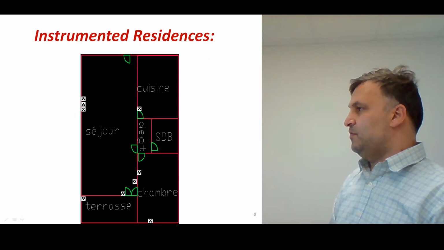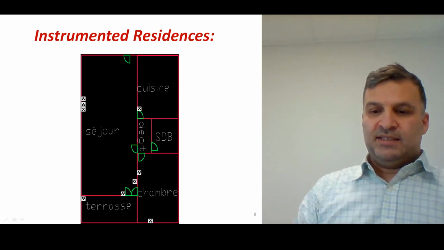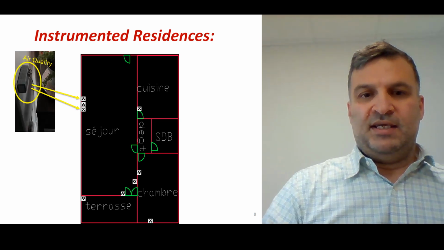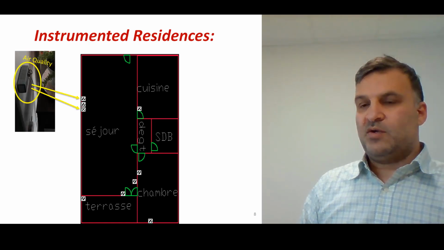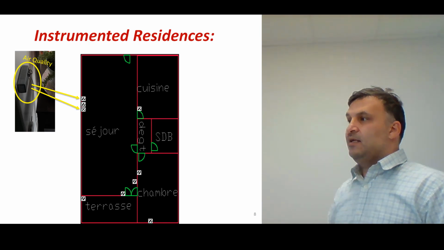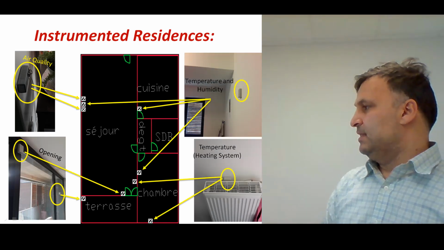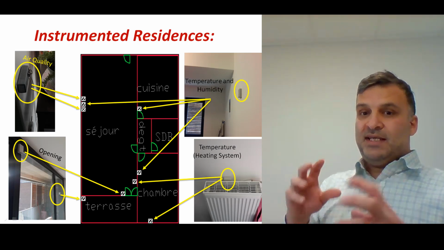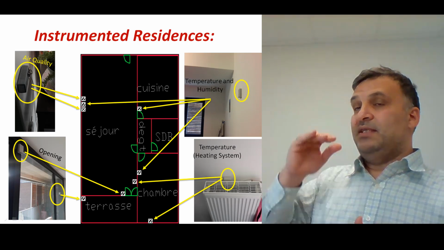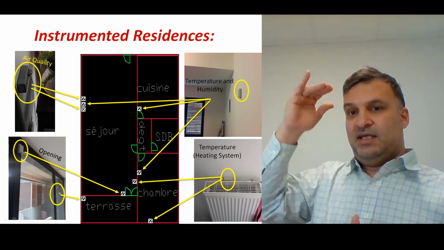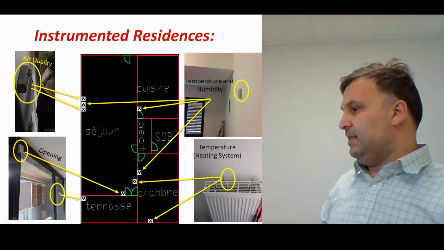This is an example of the installation. We add many sensors in one apartment. Here we add the air quality sensor. We add temperature sensor in many positions. Sometimes it is in a high level, in low level, behind the heating.